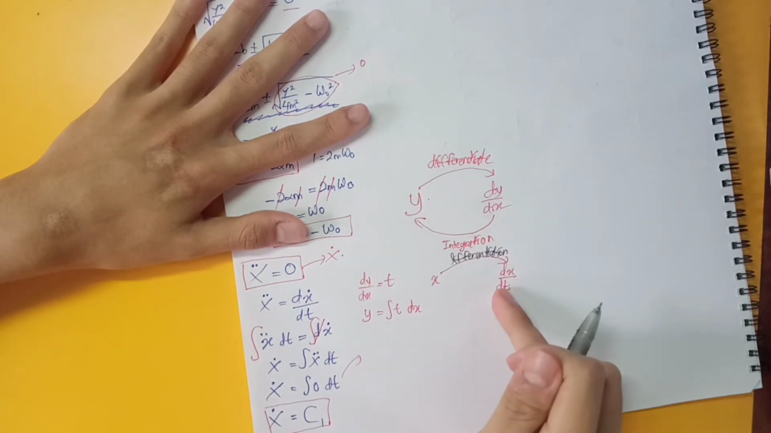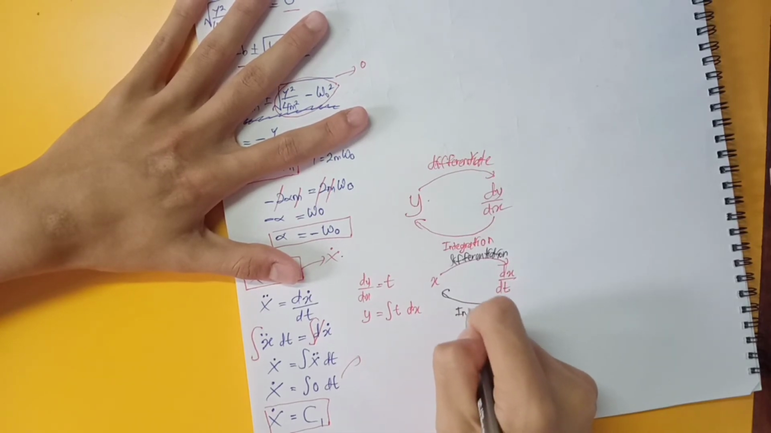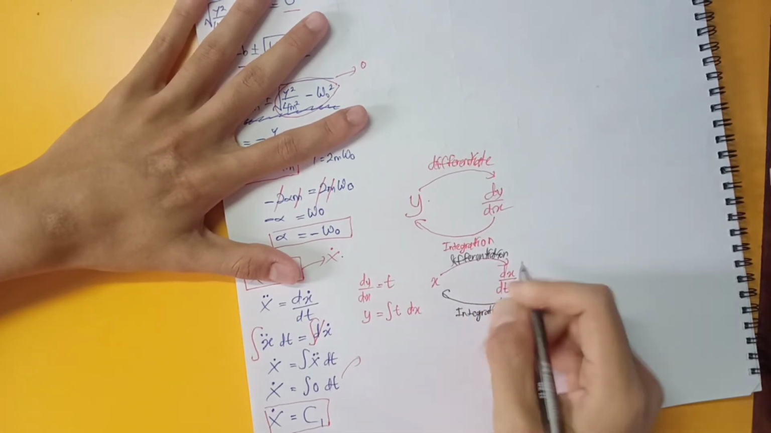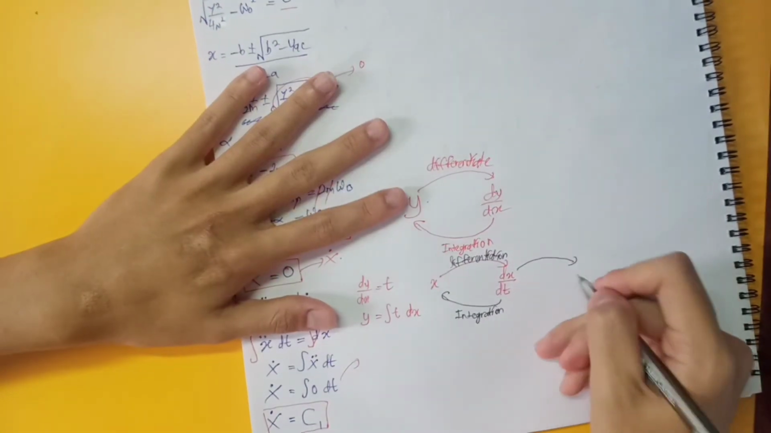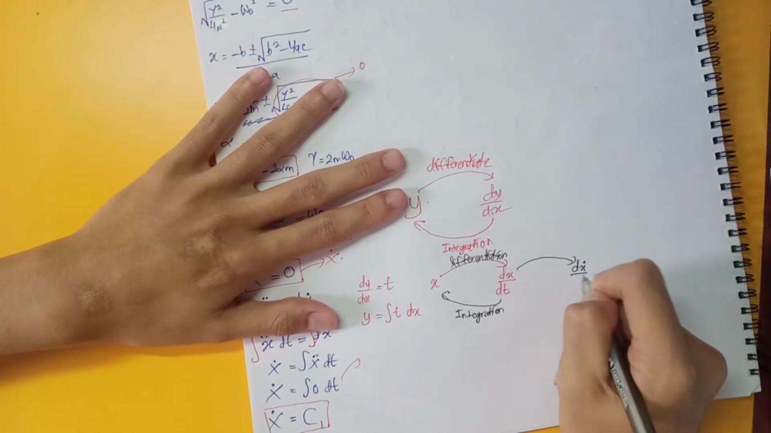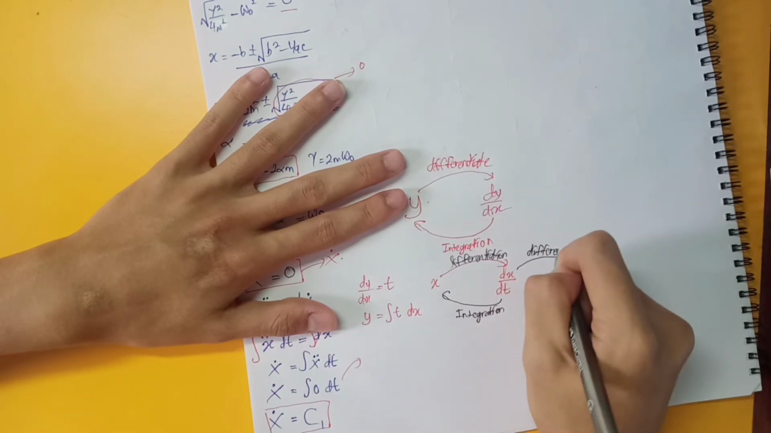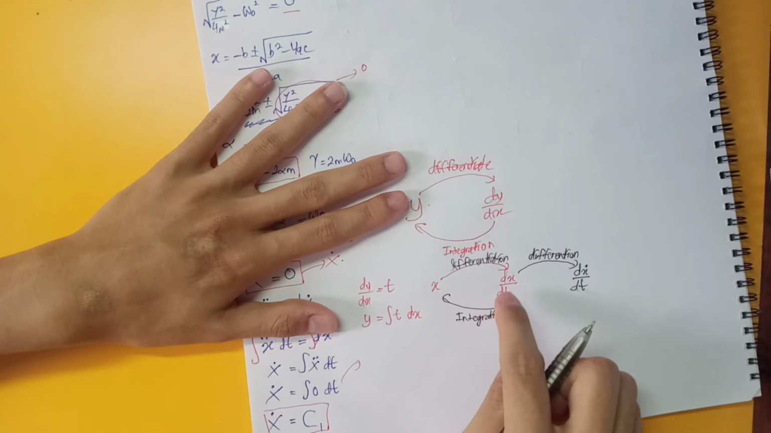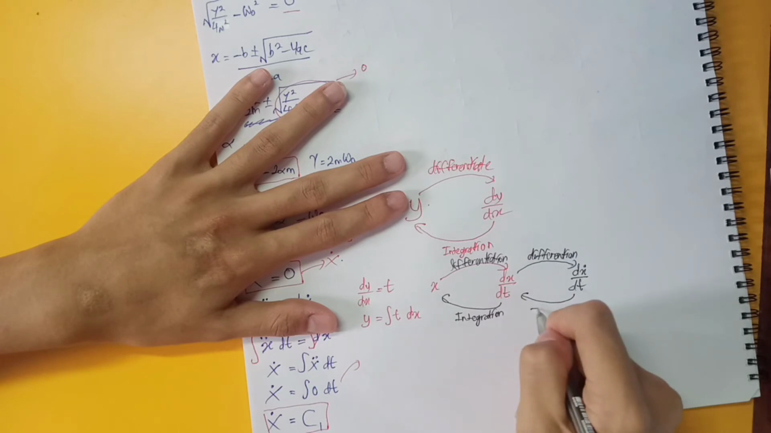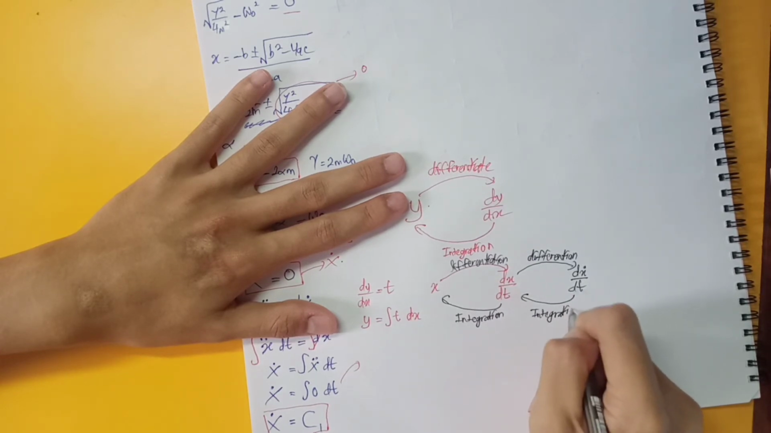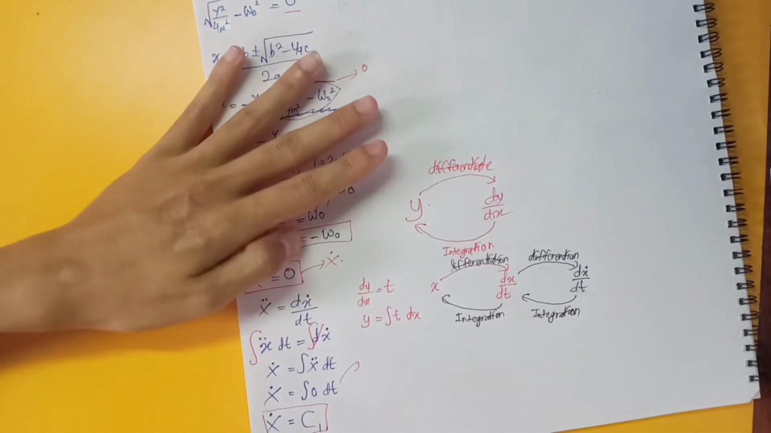Now, if I want to find displacement when I have velocity, I have to do integration. Same as this one. If I want to find acceleration, which is the rate of change of velocity, I have to do differentiation, same as this one. Now, what if I want to find this velocity, which is the rate of change of displacement? I have to do integration from the equation of acceleration. Okay, that's pretty simple.